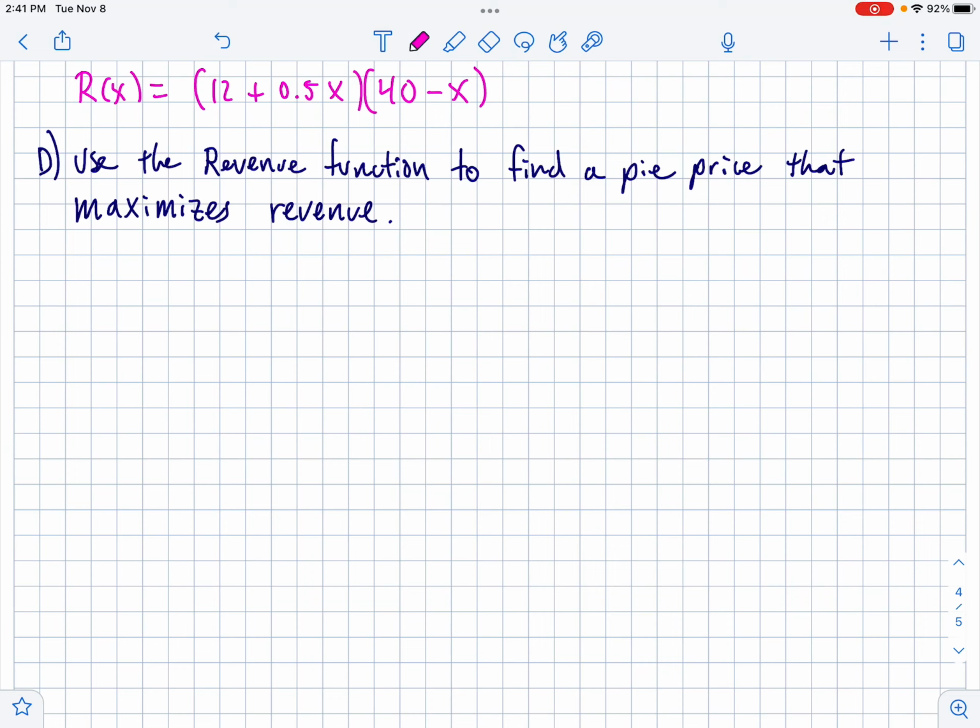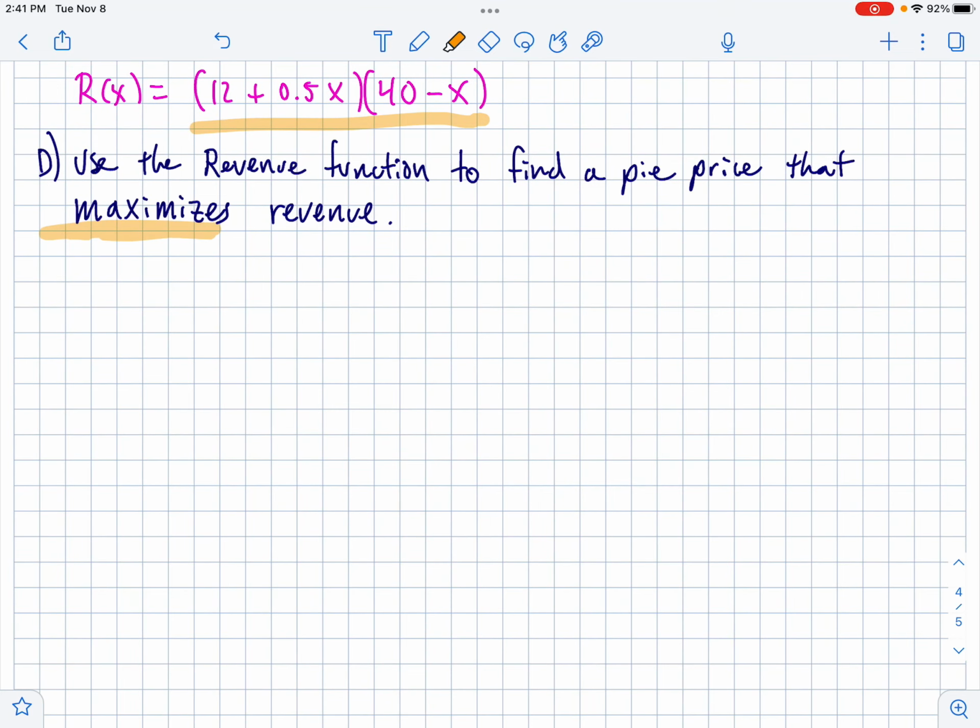Use the revenue function to find a pie price that maximizes revenue. Okay, we have a model, and we need to figure out where the revenue is going to be maximized. So the maximization is just the vertex. There's two ways we could go on this problem. We could FOIL this out into general form and then use the negative b over 2a trick. Although I'm kind of feeling like it's basically in factored form.